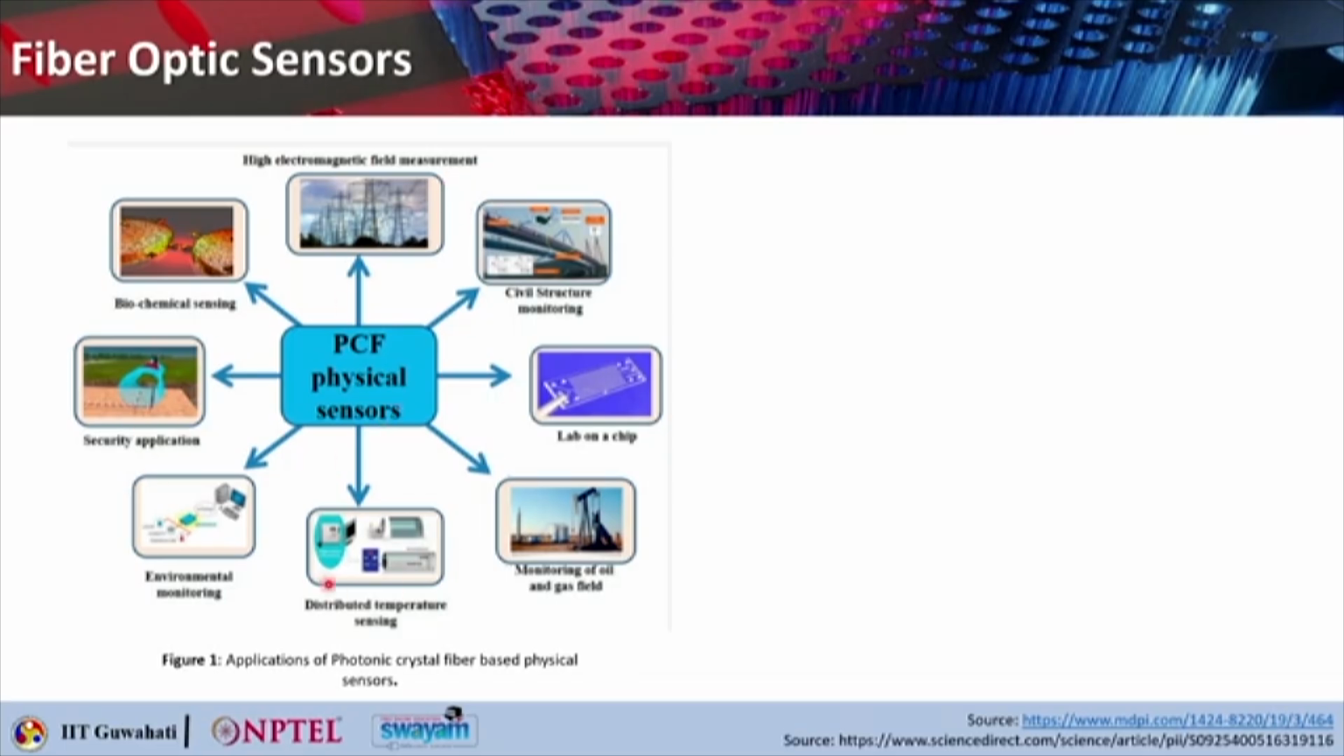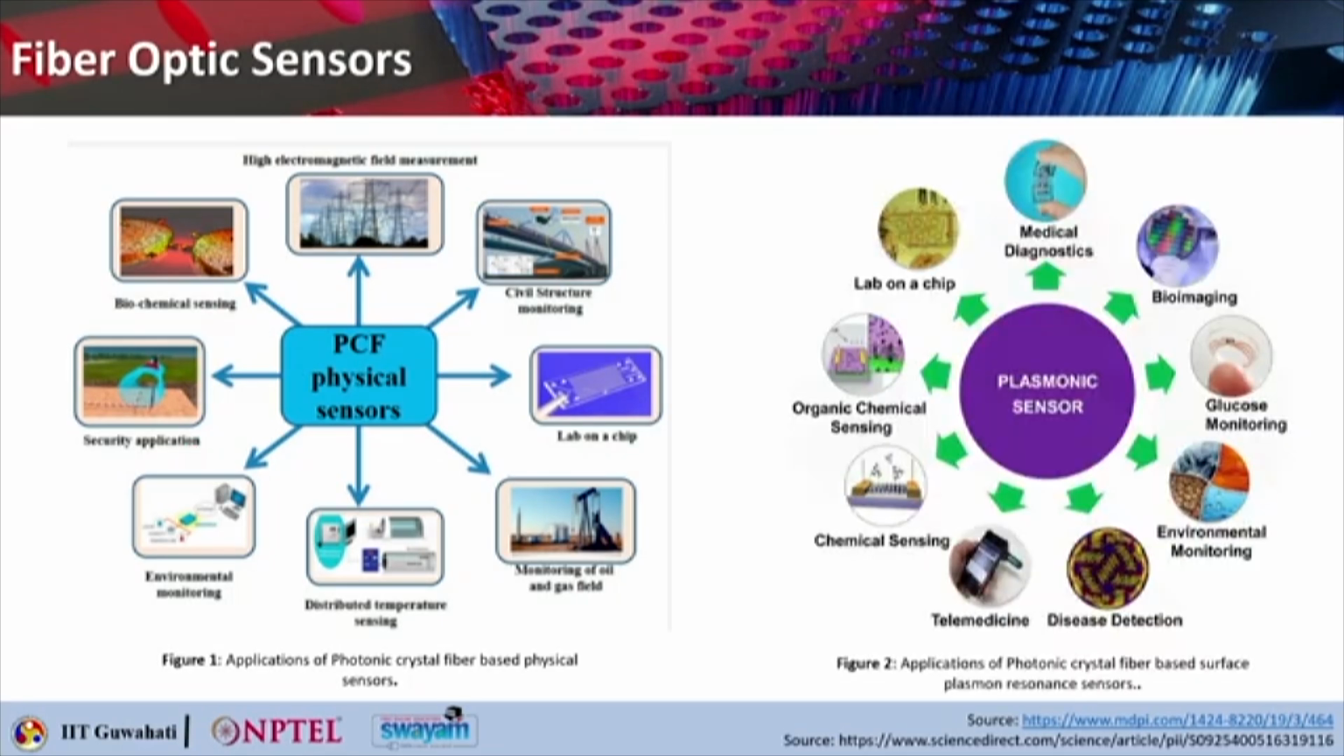So these are the different application areas which are mentioned here, something like distributed temperature sensing, monitoring of oil and gas field, lab on chip, biomedical or biochemical sensing, security applications, environmental monitoring and so on. Photonic crystal fiber surface plasmon resonance has also allowed the emergence of plasmonic sensors. So these are basically high sensitivity portable sensing technology for testing chemical and biological analytes.